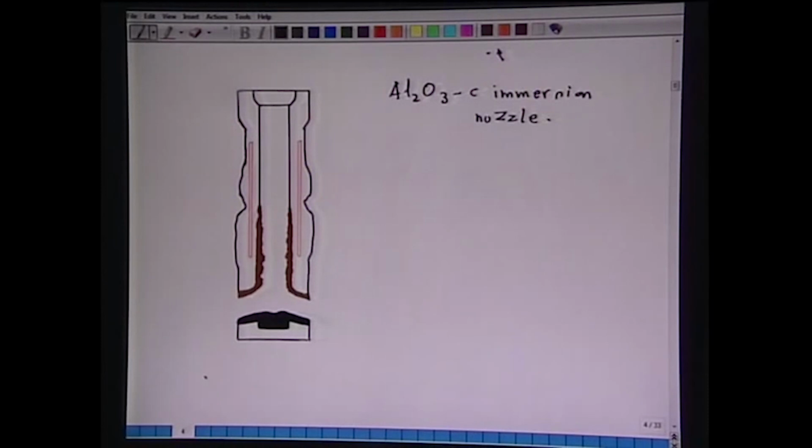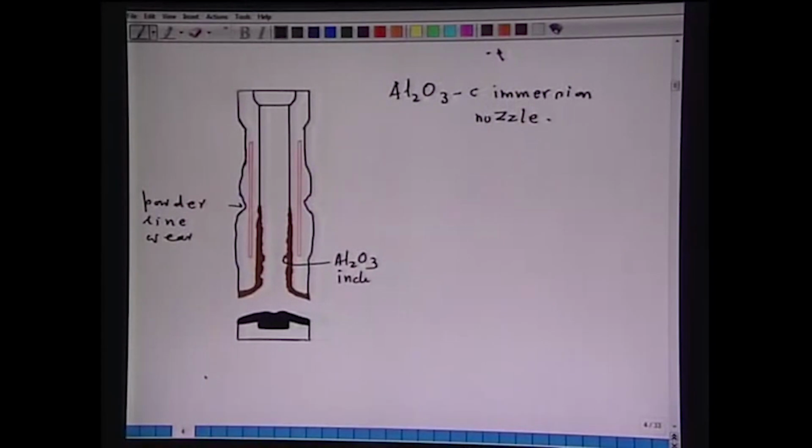Now, you see, in the mold, this particular nozzle is dipped into the mold, and the mold is covered by flux. So, this area you are seeing here is the powder line wear. And here is the buildup of alumina inclusions, if you are casting aluminum killed steel.